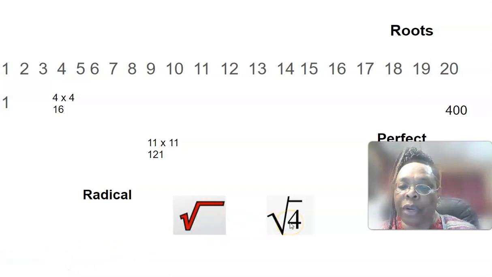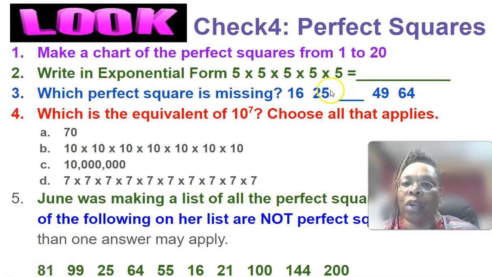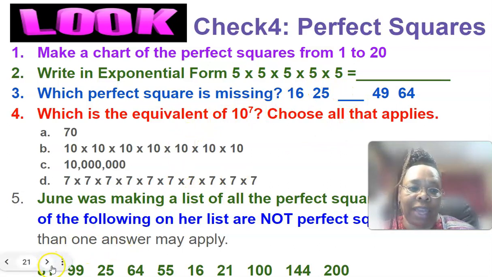The perfect square of 4. The 4 is a perfect square, and the square root of 4 is 2. You want to go ahead now and do the checks.